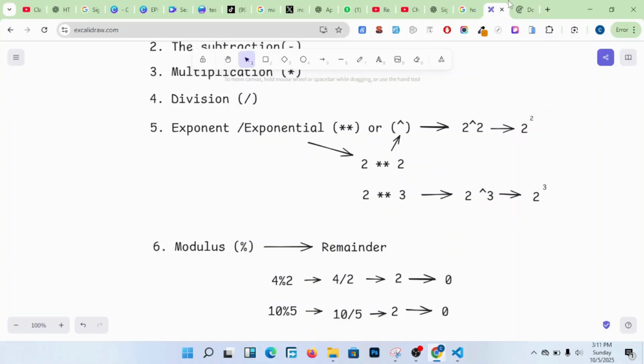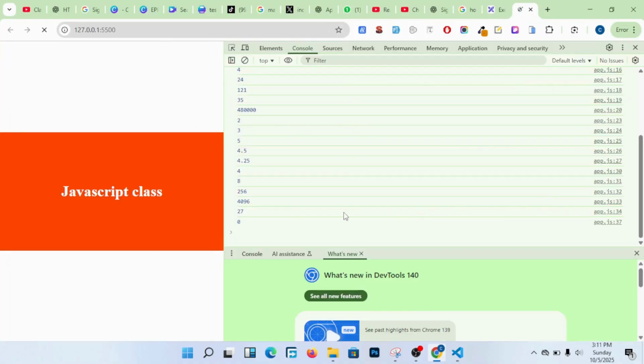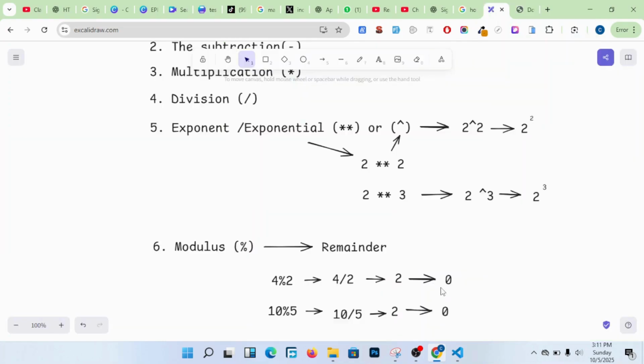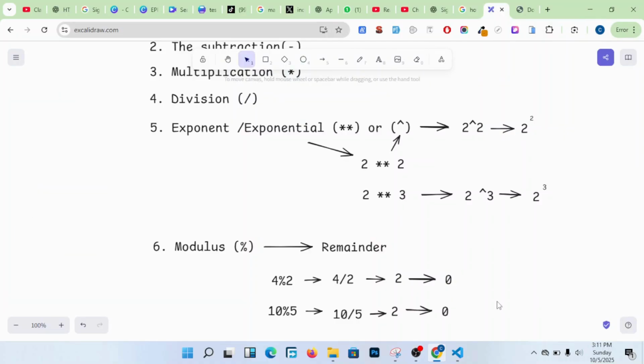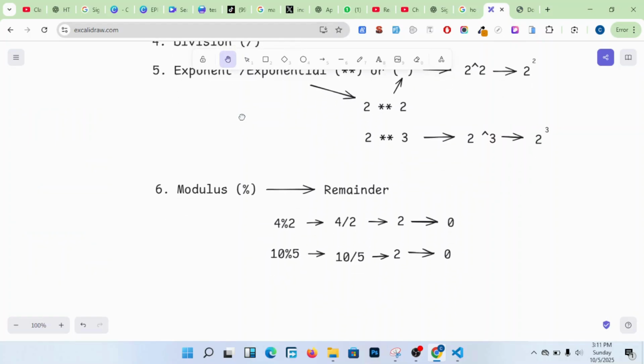I want to say it looks like 0. You see this 0 here? 0 means that you have no remainder at the end of the day. Okay, so let's move on and we see.